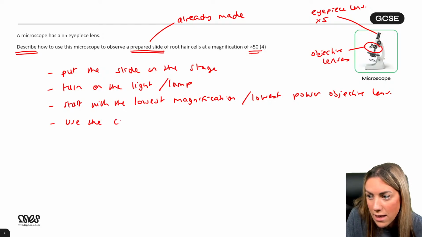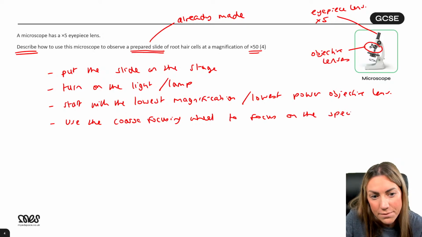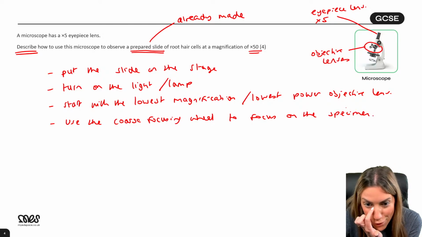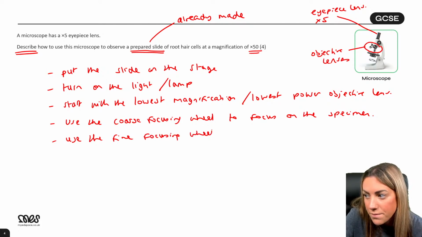Use the coarse focusing wheel or the coarse focusing knob to focus on the specimen. What else? Let's have a look at some of these answers. Oh, I like that. You've got clip it in place as well. Use the fine focusing wheel to improve the focus.